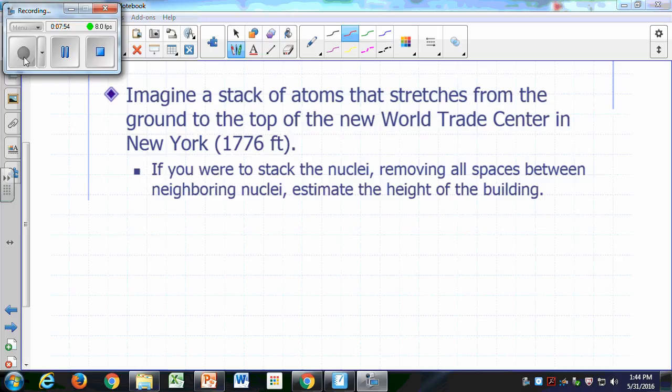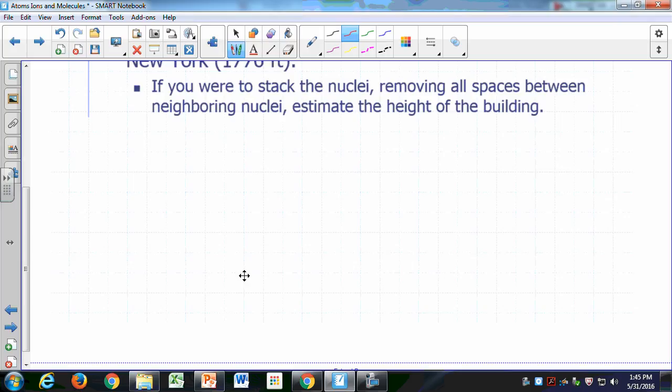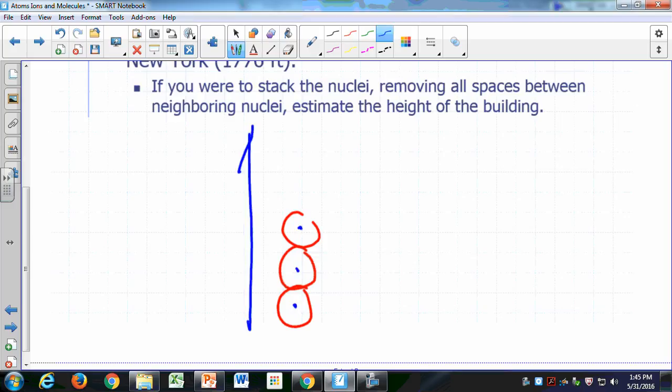Go ahead and pause this. Alright, so let's see how we can work this out. So imagine a stack of atoms, right? Each atom has a nucleus, right? And that goes up to 1776 feet, right? But now, imagine removing all the spaces between the nucleus, so we now just stack this circle here, this circle here, this circle here, and so on.